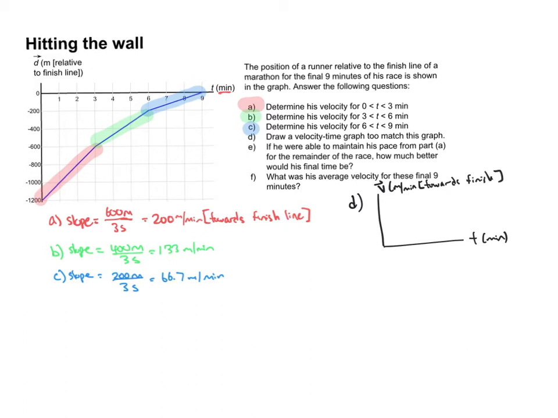And this is just three chunks here. So from 0 to 3 seconds, from 3 to 6 seconds, from 6 to 9 seconds. So I'll just partition my time axis 0, 3, 6, 9. So not seconds, minutes. I keep making that mistake.